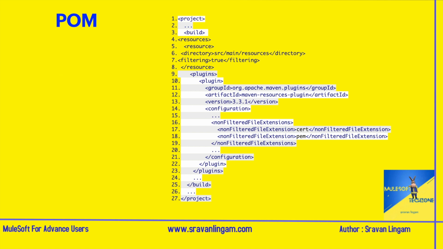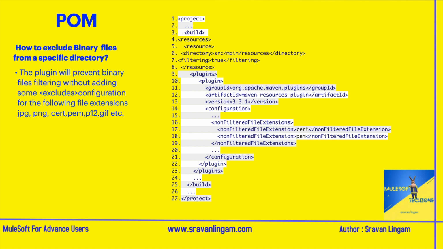For example, see how to exclude the binary files from a specific directory. I hardly remember, but they might have asked a question in MCD Level 2 about how to exclude binary files. The plugin will prevent this binary files filtering without adding some exclude configurations. We are not using any exclude tag over here, right? For example, if you want to exclude some binary files like jpg, png, cert or pom, here in this particular form you can see we are not using an exclude tag anywhere.